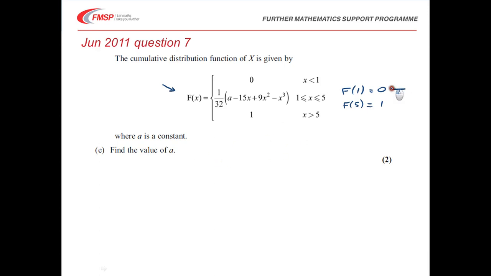So I'm going to use this one here because that seems to be the most sensible one to use. So it's a question of substituting this in. So here we go. 0 is going to be equal to 1 over 32 times a minus 15 plus 9 minus 1. That's why it's so nice to use 1, because powers generally work out quite pleasant. So tidying that up, we're going to end up with the fact that a is equal to 7 if you work that through. So you get 2 marks, 1 for doing the substitution and then 1 for working out the value of a.